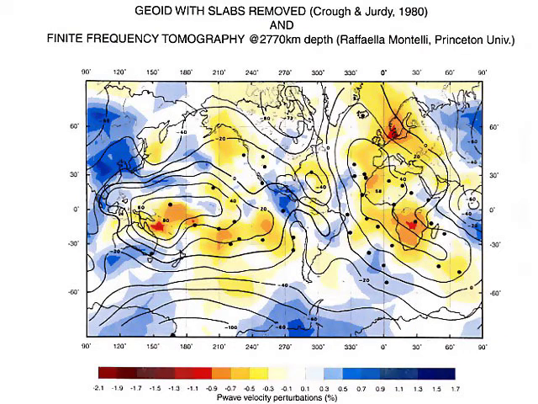20 years ago, Tom Crow and Donna Jurdy pointed out this remarkable correlation between the locations of hotspots on the Earth's surface and the large-scale geoid of the Earth with the slab signature removed. And they showed that there's a high region here in the Pacific and a high region here in the North Atlantic and in Africa in the geoid, and that's where all the hotspots are. And we see exactly the same correlation with our hot regions right above the core mantle boundary.